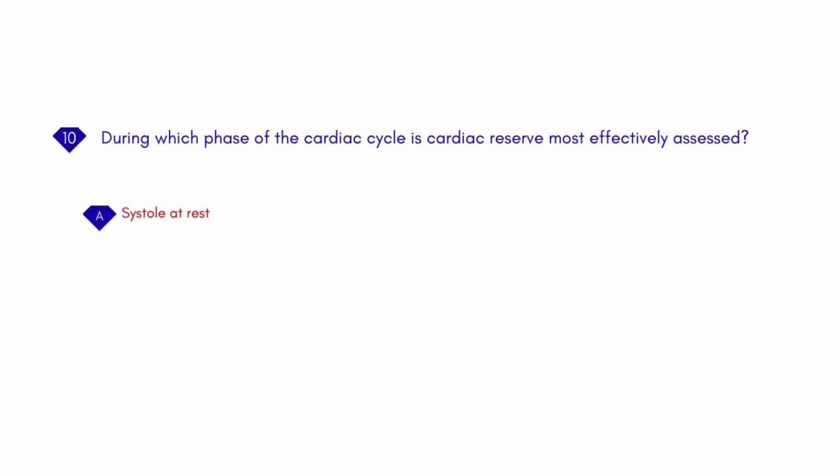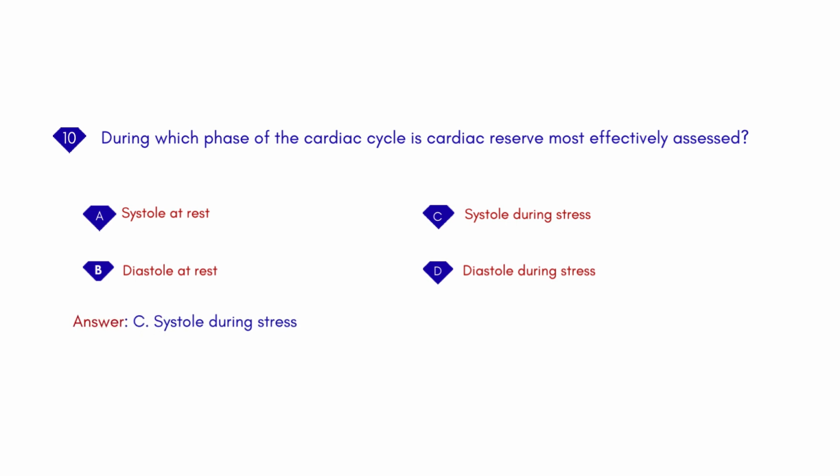During which phase of the cardiac cycle is cardiac reserve most effectively assessed? A. Systole at rest. B. Diastole at rest. C. Systole during stress. D. Diastole during stress. Answer: C. Systole during stress.